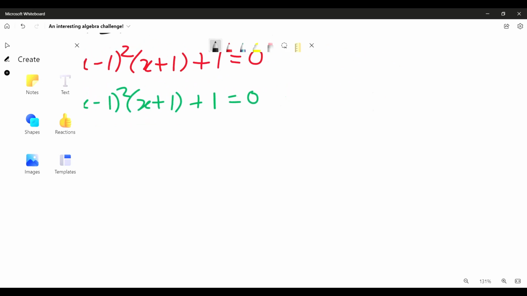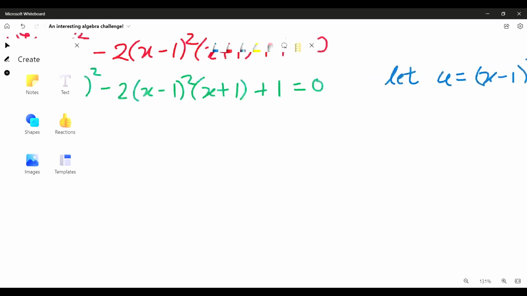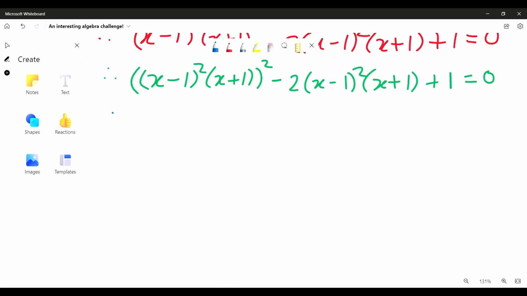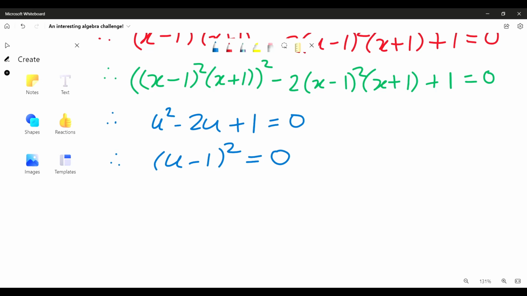So if I let some u, just to make this easier, be (x minus 1) squared (x + 1), then this expression simply transforms into u squared minus 2u plus 1 is equal to 0. And this, as we know, is just (u minus 1) whole squared is equal to 0. This is what I was talking about, the factorization. This is why it's so powerful here. We've practically solved it, as we just need to solve for the values it is asking.